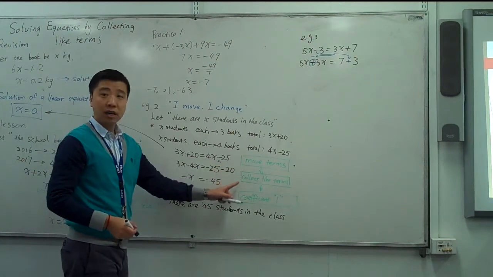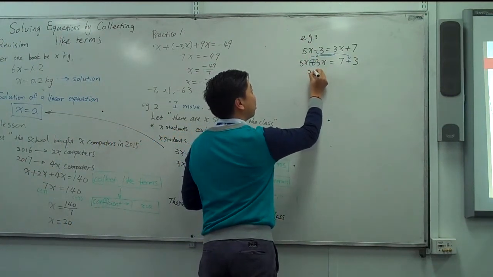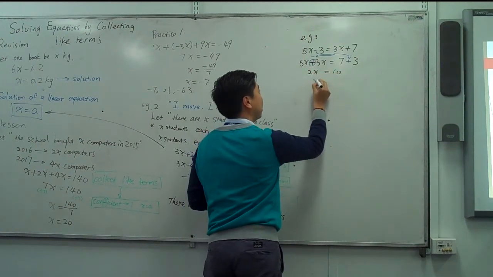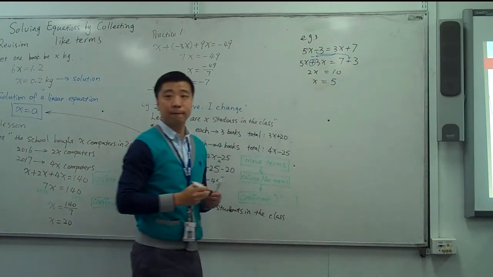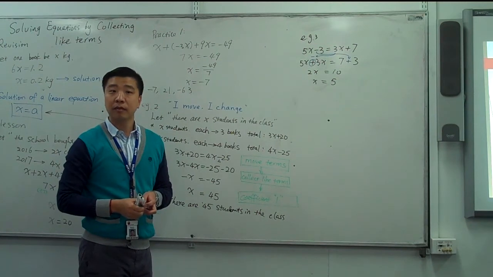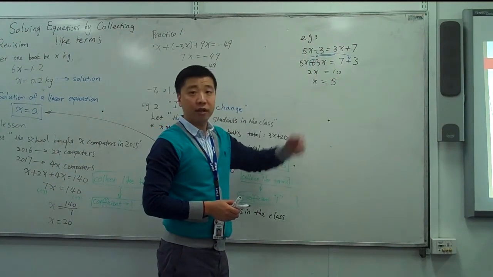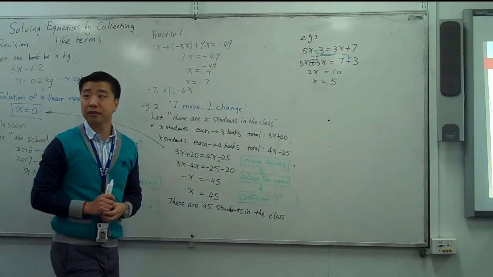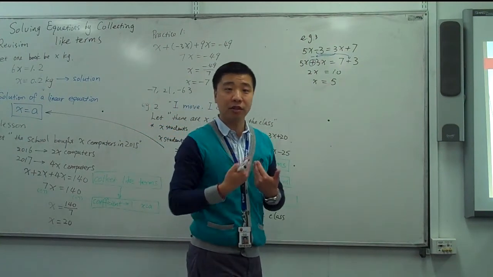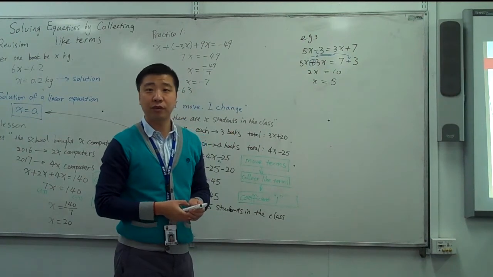Move. Collect like terms. That will be easier. 5x take away 3x. 2x equals 10. And then make the coefficient 1. X equals 5. And then that's it. The last thing before we finish is, can I check whether 5 is correct or not? You don't have to submit the homework to me and check. Is that correct? You can check that. How can I check the answer?